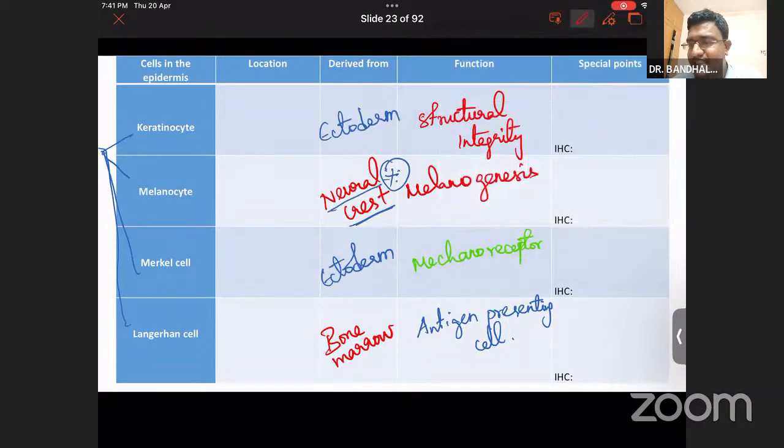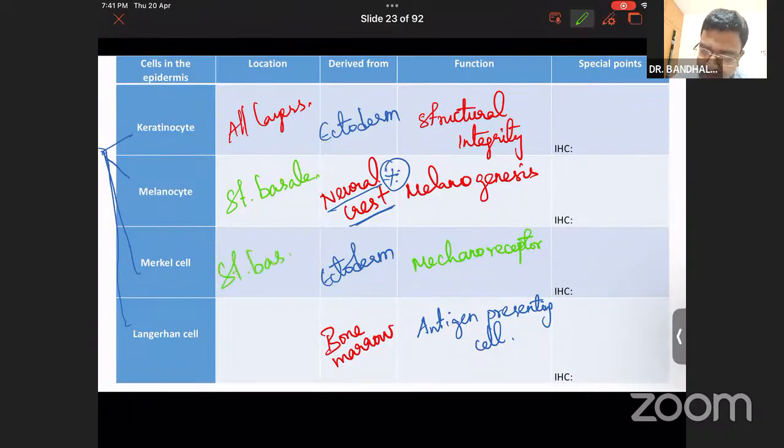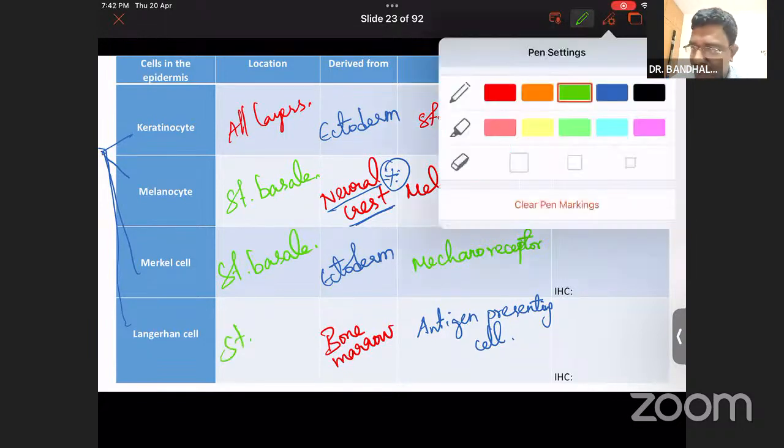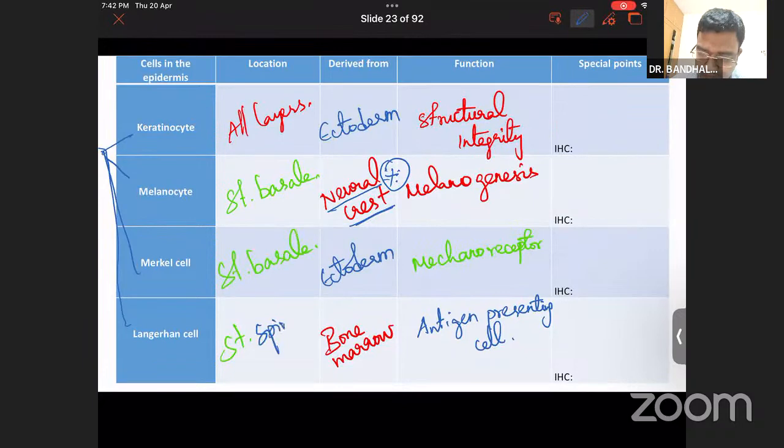Now we will see the location of cells. Keratinocytes are present in all layers of epidermis. Melanocytes are present in stratum basale. Merkel cell is also in stratum basale. So in this also you can easily, if you remember Langerhans cell location, you can find out others. Langerhans cell is present in stratum spinosum, which is only odd man out. If you remember this, others are easy. Langerhans cell is present in stratum spinosum. Other cells are in stratum basale except keratinocyte, which is universal, all layers.